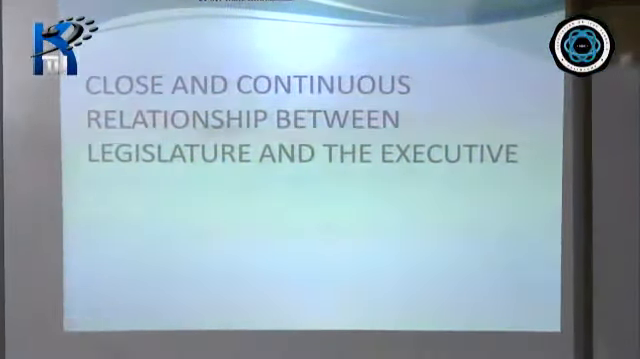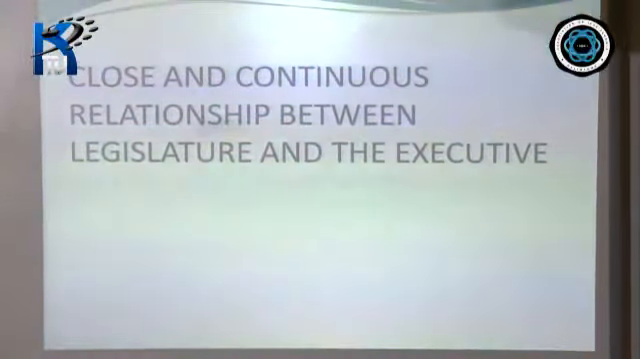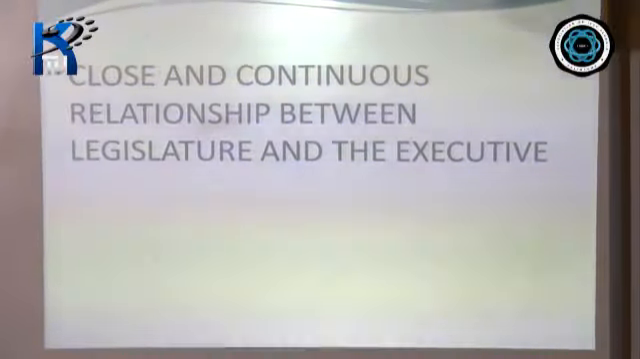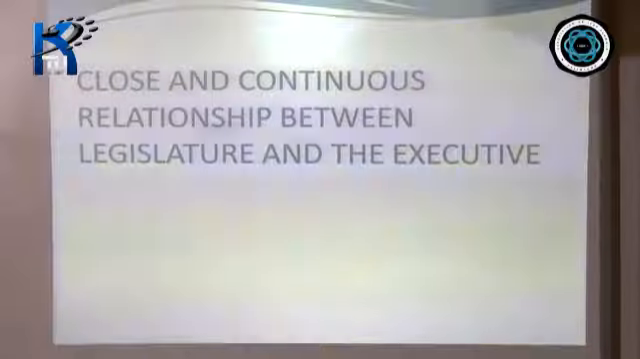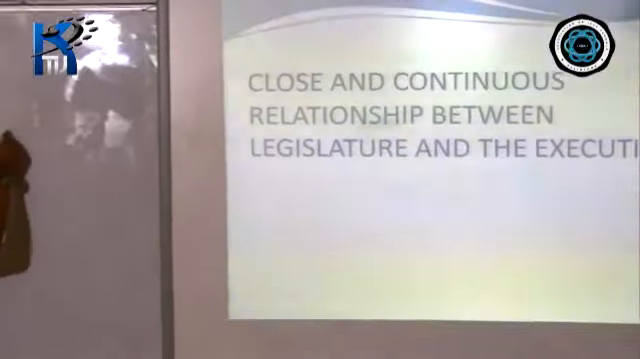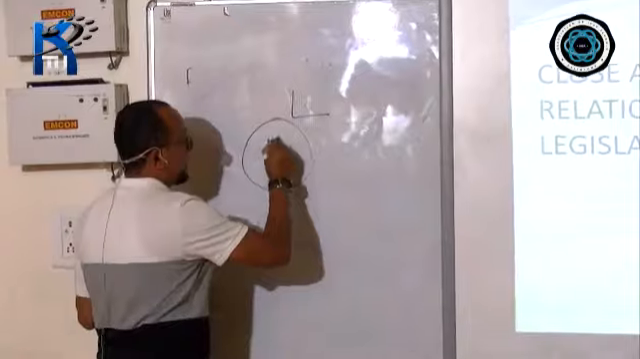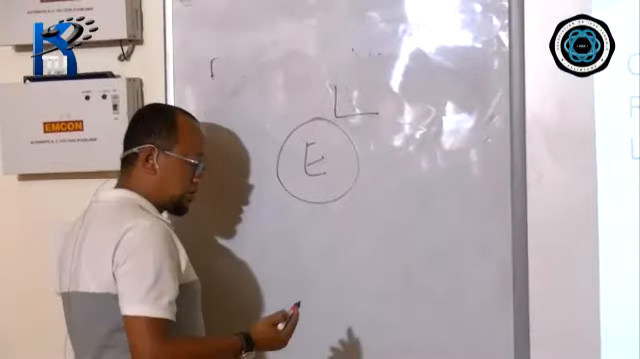Close and continuous relationship between legislature and executive. Let's look into this point, children. Close and continuous relationship between legislature and executive. This is what I often do in school. I hope it applies to you as well. This is what I do: L for legislature, E for executive.